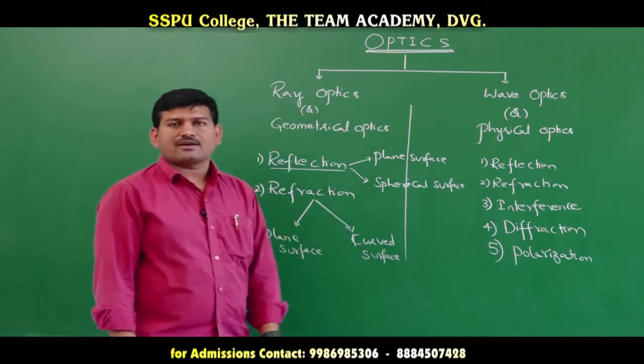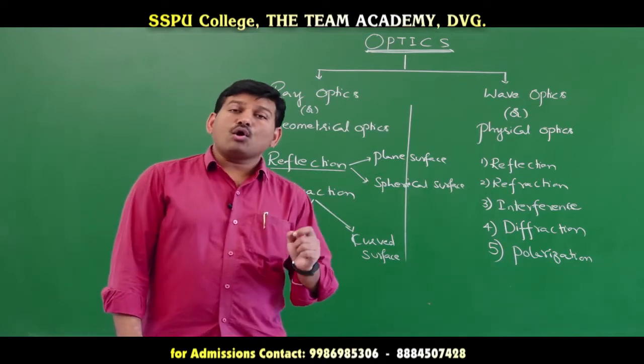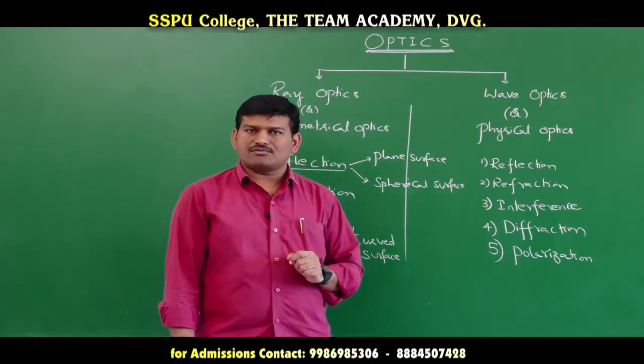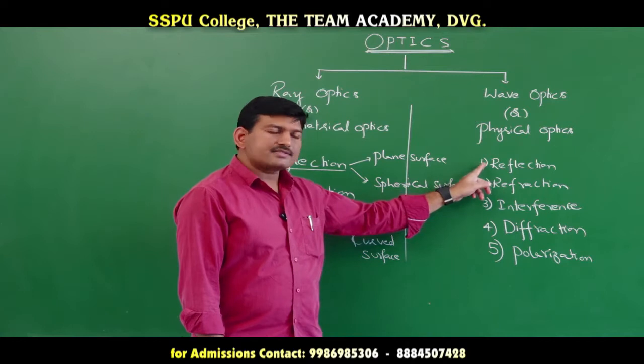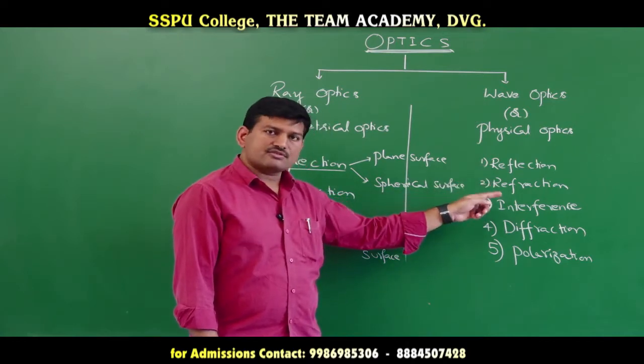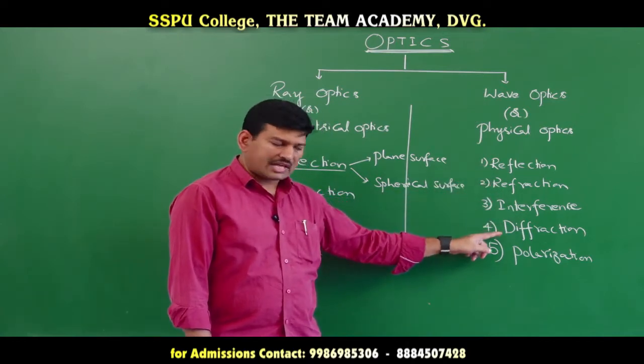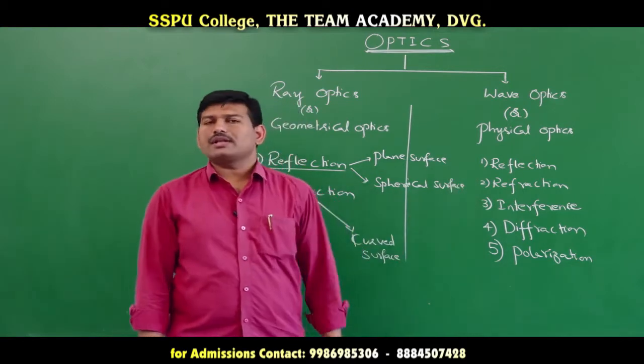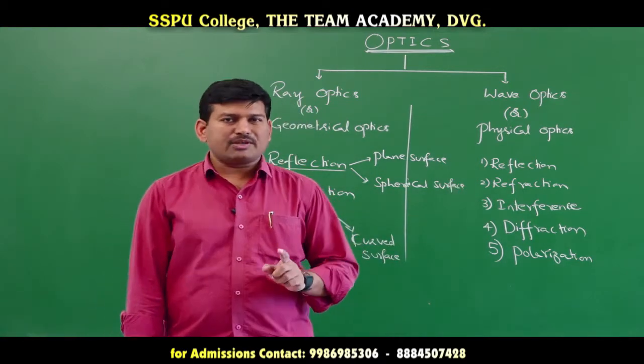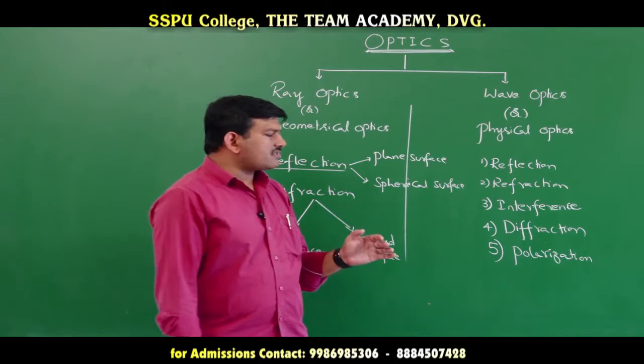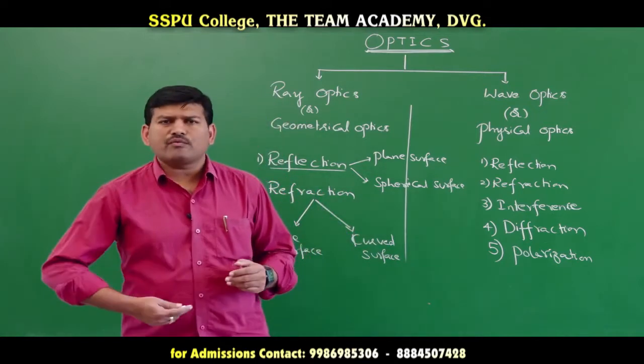In first year we have studied that all waves will reflect, all waves will refract, all waves will interfere, all waves will diffract, but only transverse waves will be polarized. So all waves will reflect means what? All waves, in the sense.